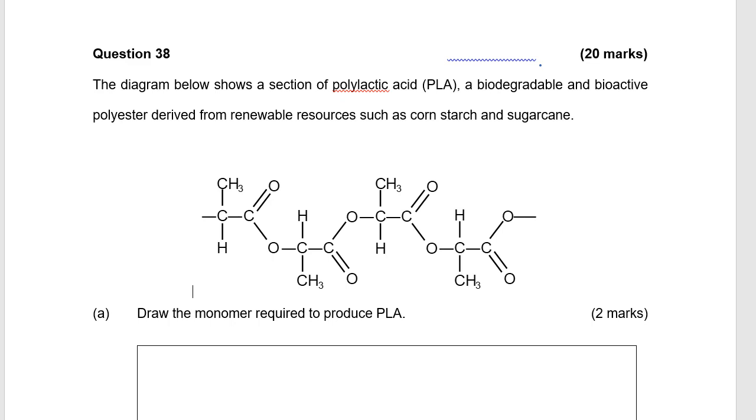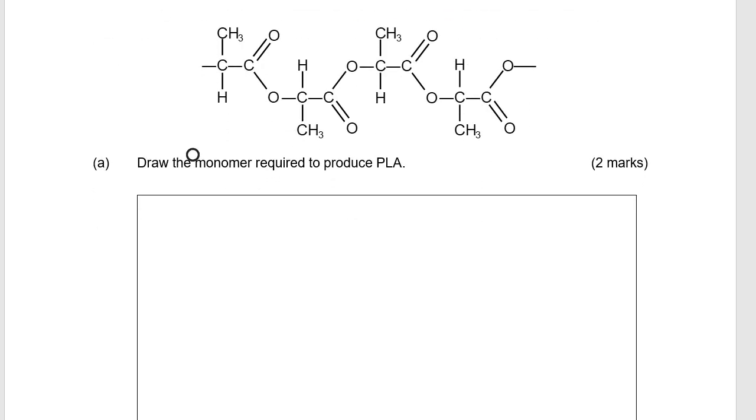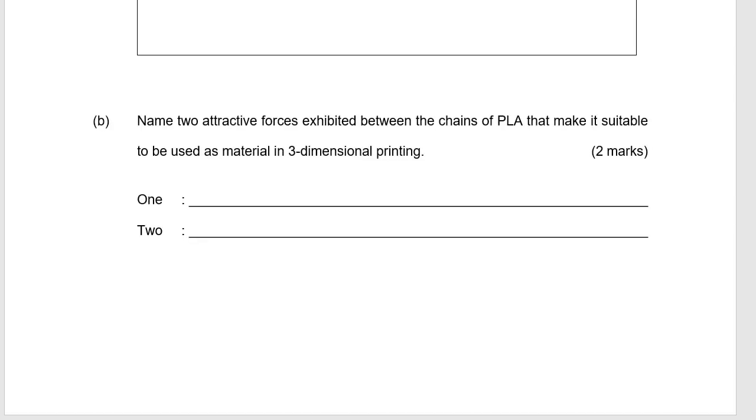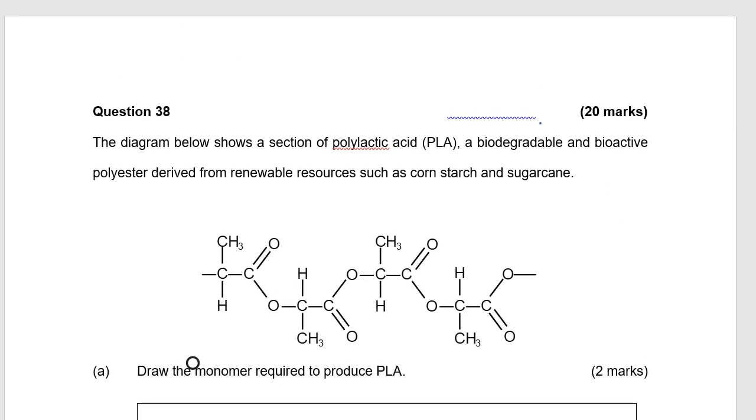This diagram shows a section of a polylactic acid, PLA, a biodegradable and bioactive polyester derived from renewable resources such as cornstarch and sugarcane. And question A is asking you to draw a monomer required to produce PLA. Now they're asking you to draw monomer, not repeating units, monomer. So you're supposed to draw the actual molecule that was used to produce PLA. Now if you noticed, they've already mentioned in the question that it is a polyester.